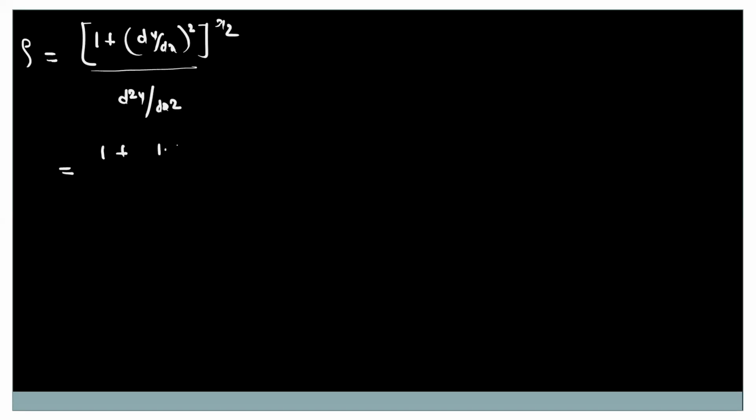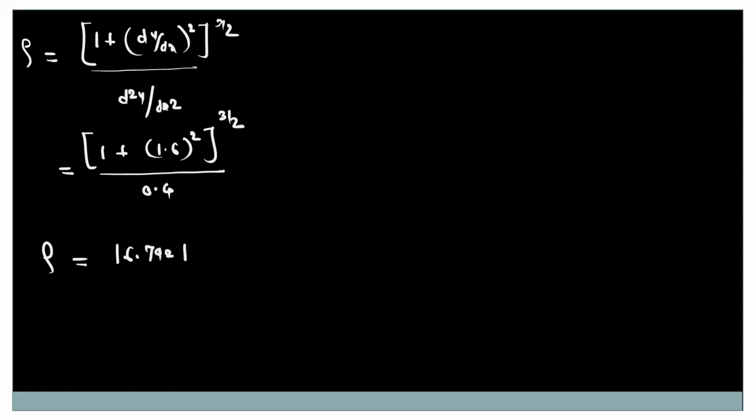So rho is equal to [1 plus (dy by dx) square] raised to 3 by 2 upon d2y upon dx2. So that is equal to [1 plus 1.6 square] raised to 3 by 2 upon d2y by dx2. This value is constant, that is equal to 0.4. Okay. So solve this equation. You will get the value of rho, that is the radius. This is equal to 16.792 units, which will be kilometer.